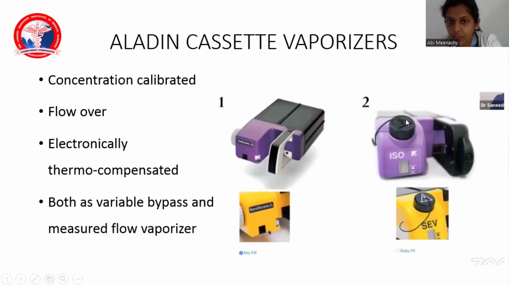This is your isoflurane. This is the filling port. You have a side glass to see the level. This is yellow for sevoflurane and purple for your isoflurane. You can use the key indexed key filling system for filling the Aladdin cassette.